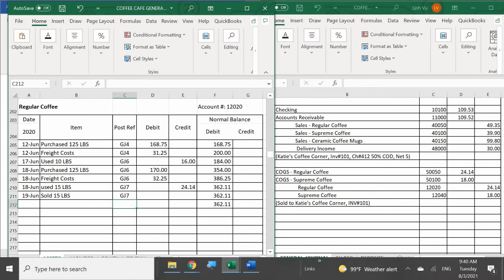Right, we sold 15 pounds. So then we sold 15 pounds at $24.14. So then now my new running balance should be $337.97. Which, where do we see that number? In the inventory worksheet. Yep, there we go. We know that because I remember that we calculated $337.97.